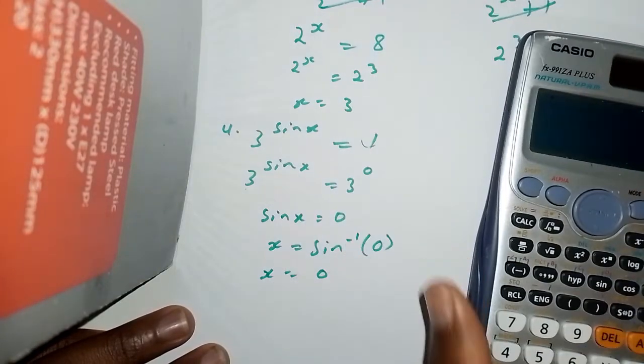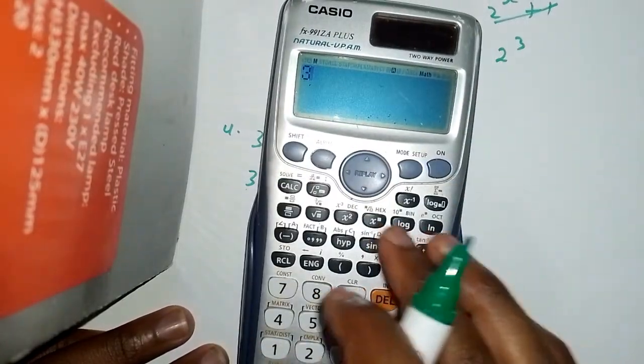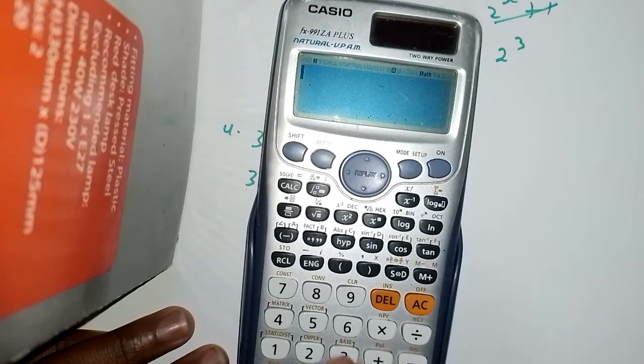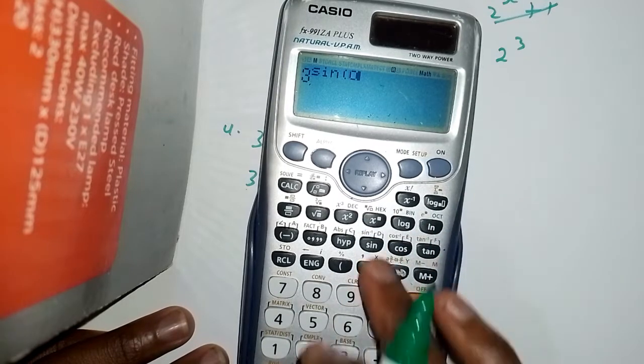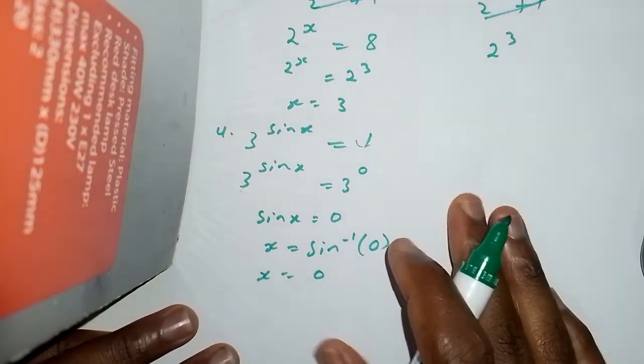Why? Check: 3 to the power sine of 0 is 1. See, that is correct. Now let's go to the next question.